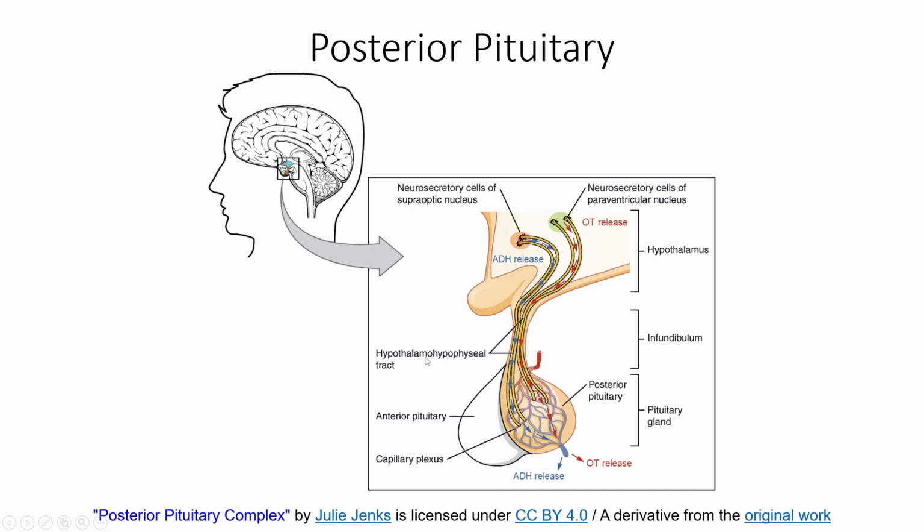So hypothalamo-hypophyseal tract is going to be just the pathway that links the hypothalamus and the posterior pituitary. So we are going to send those, and we're going to store them within the posterior pituitary, and then the posterior pituitary will release oxytocin and antidiuretic hormone as needed.